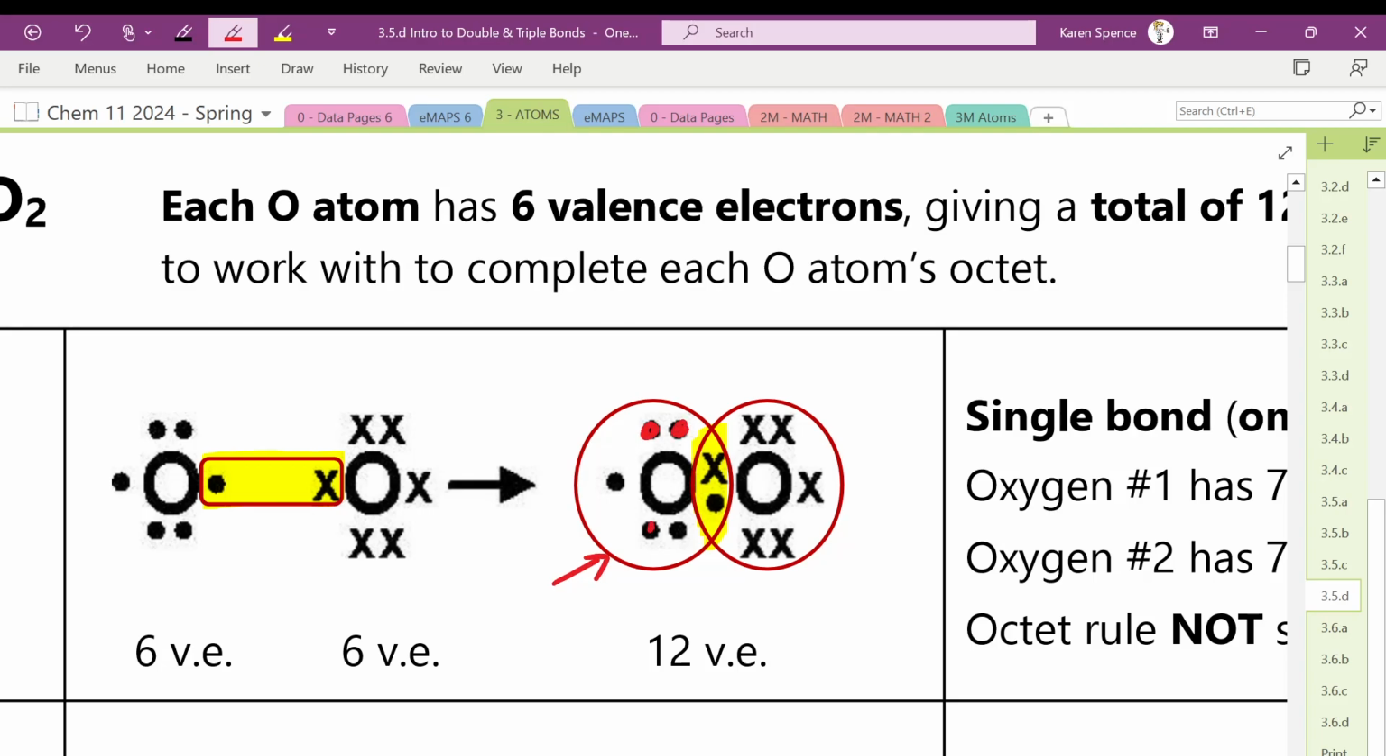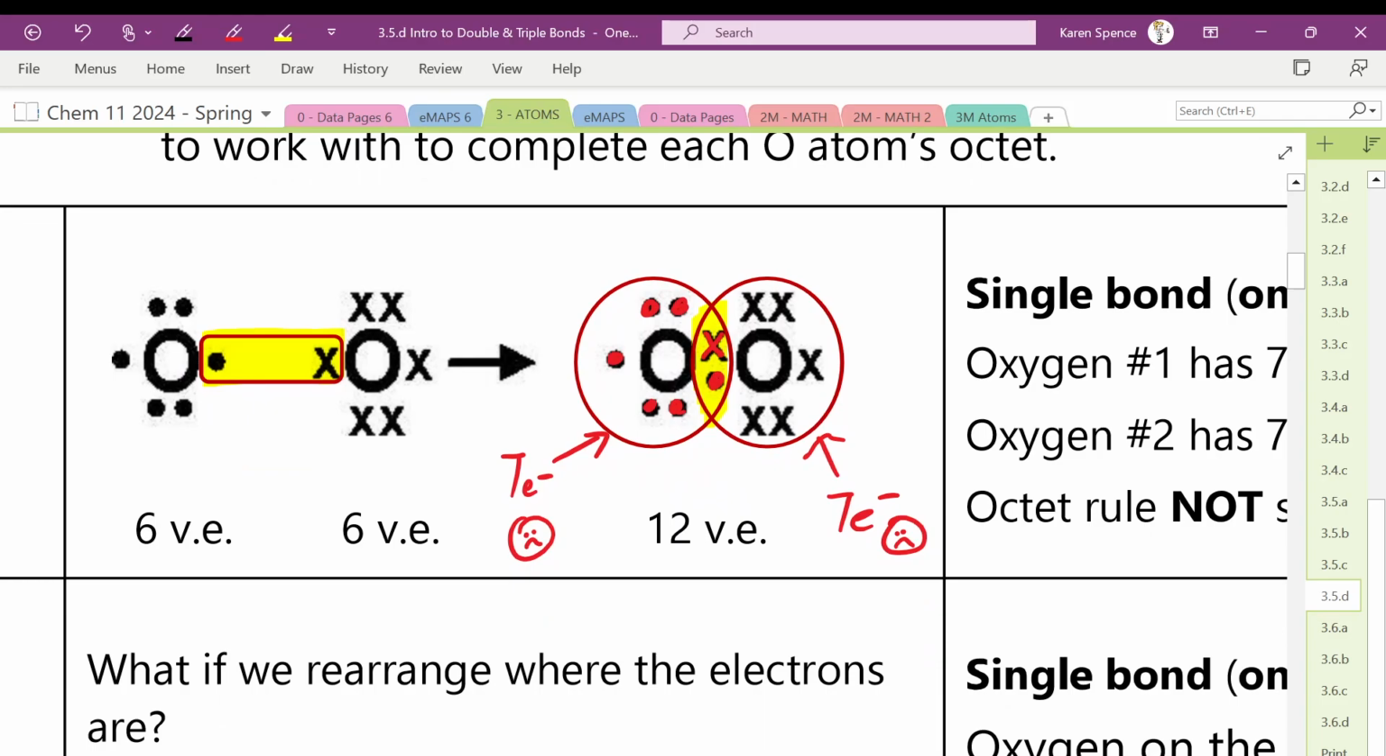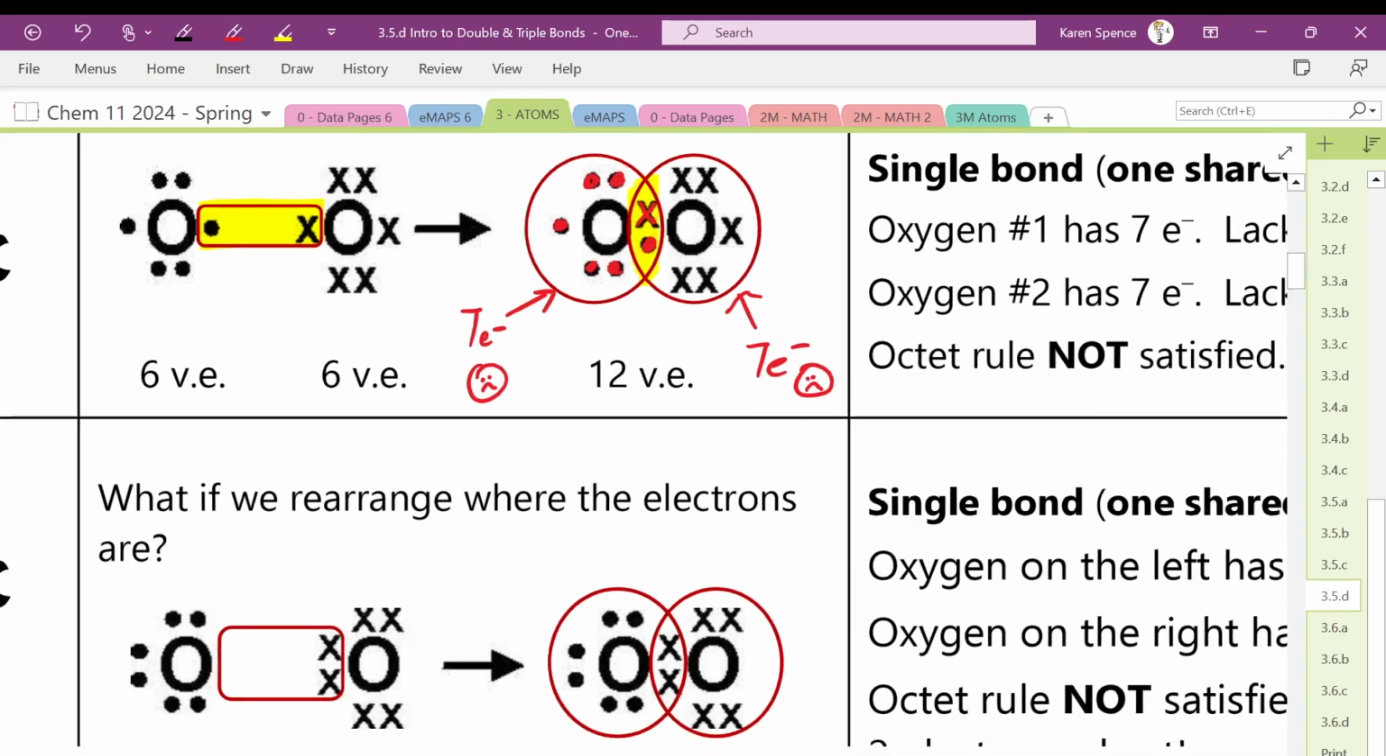1, 2, 3, 4, 5, 6, 7. Uh-oh. Is that a happy oxygen? No. And this guy over here, same thing. It's just got 7 electrons. So these two oxygens are not yet satisfied. What if we rearrange where the electrons are? What if we just move them around?